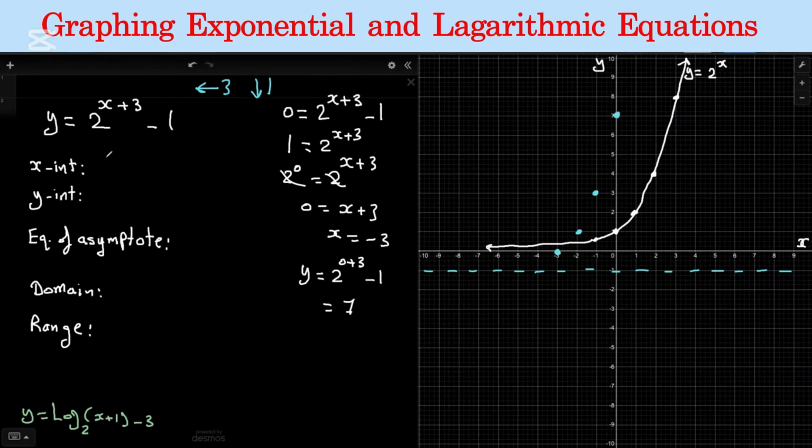So now we know our x-intercept is -3. Y-intercept is at 7. And the equation of the asymptote. Now, the asymptote is this dotted line right here. And this dotted line is y equals -1. The domain, let's graph this. So it's going to get very close to the asymptote, never touch it.